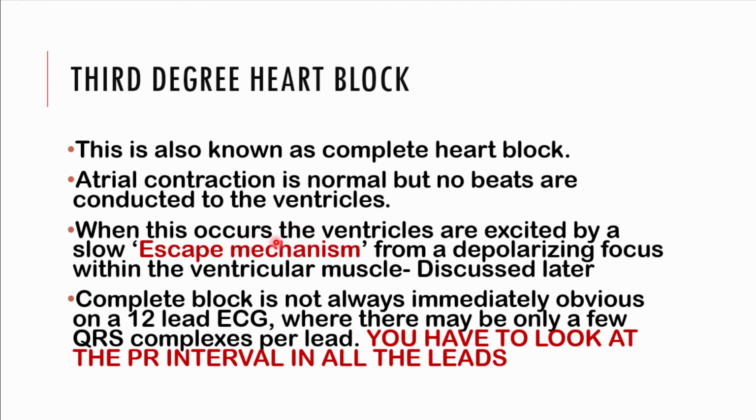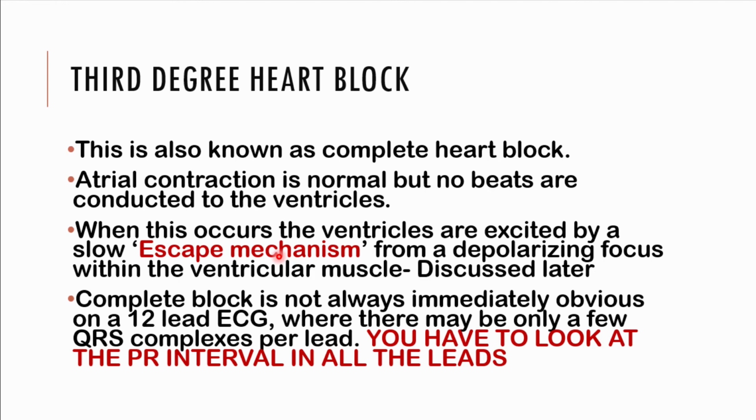We'll talk of escape mechanisms much later, but remember again, the rule of thumb is that if this impulse is being generated from within the ventricles, usually the QRS complex will appear broad. If it's generated above the ventricles, then the QRS complex will most likely be narrow. So remember that it's also not so easy to identify a complete heart block on a 12-lead ECG. You may have to actually look at all the QRS complexes in all the leads.